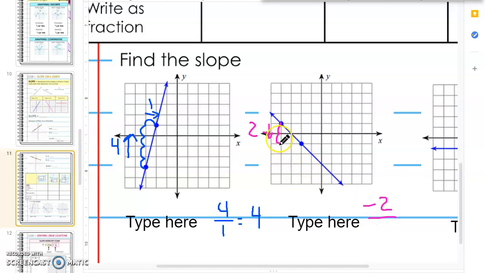All right, now how many over do I have to go? Well, I have to go over 1, 2. I went over 2. So I have negative 2 over 2. Well, negative 2 over 2 I can simplify. These are both the same number. I could divide this by 2 because they're both 2's. Negative 2 divided by 2 is negative 1. 2 divided by 2 is 1. So I get negative 1 over 1, which is the same thing as negative 1. So my slope is negative 1.